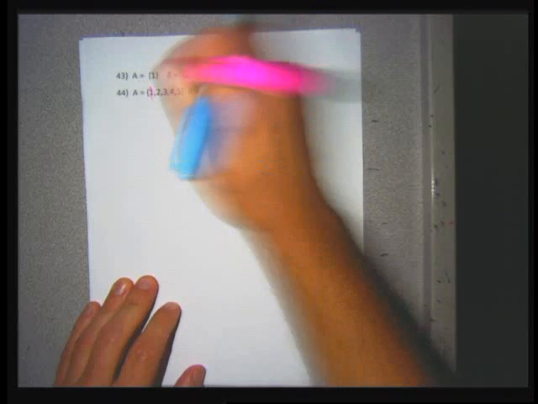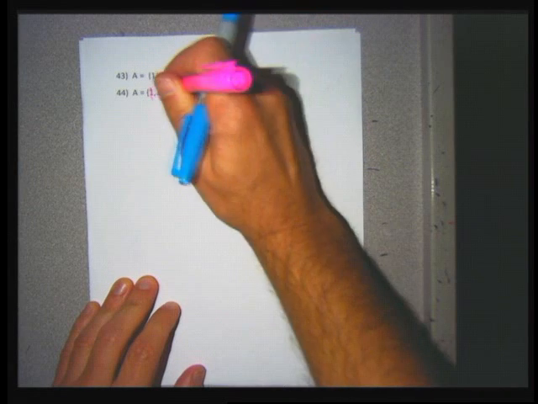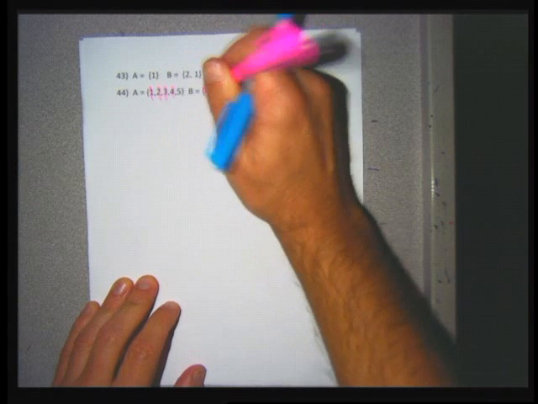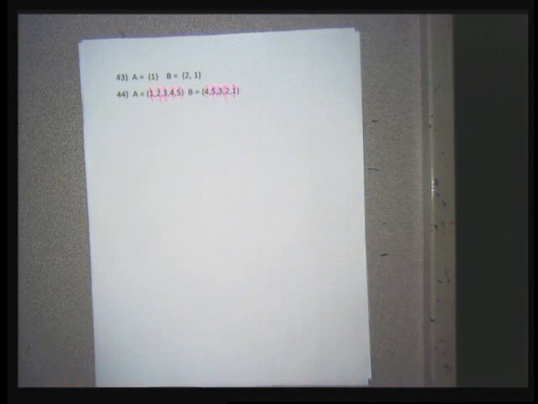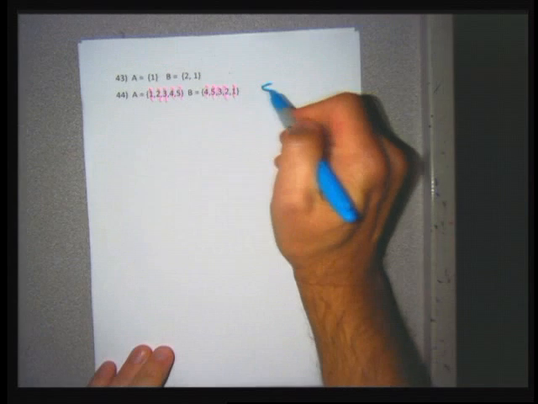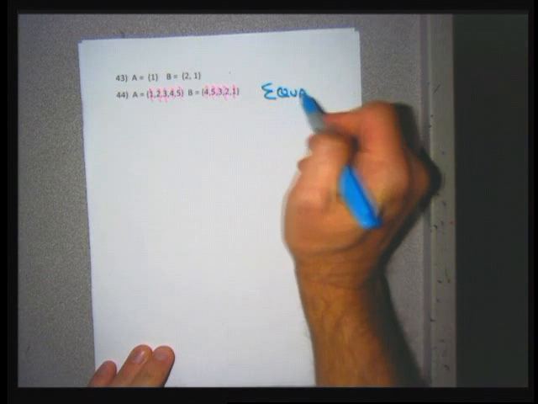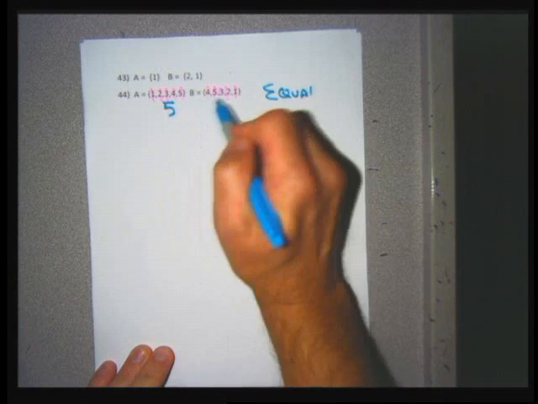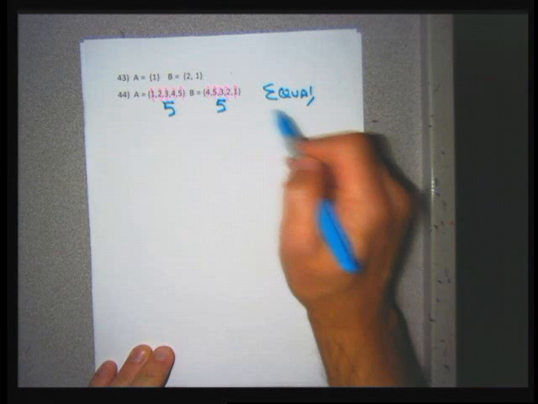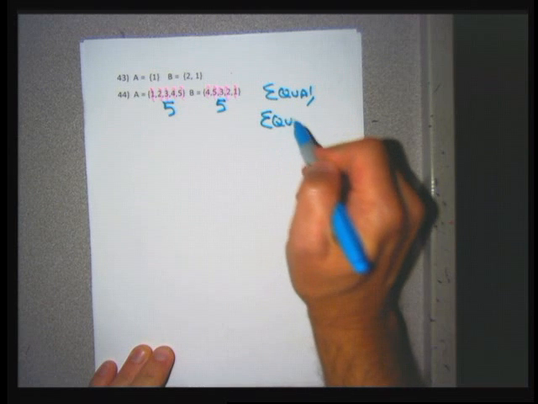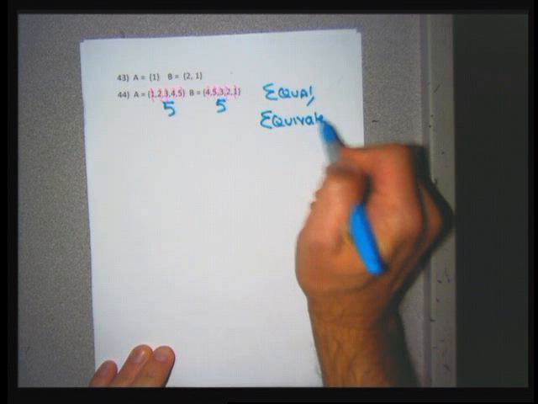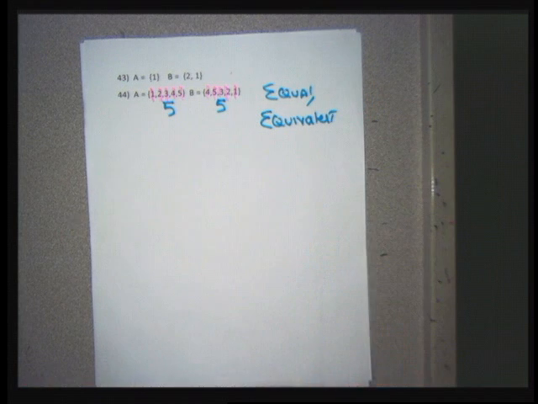And then just a few more problems. 44, 1's here, 1's there, 2's here, 2's there, 3, 3, 4, 4, 5, 5. They have exactly the same elements written in a different order. That's okay, they're still equal. A has 5 elements, B has 5 elements. They're also equivalent. So my answer for 44 is they're both equal and equivalent.